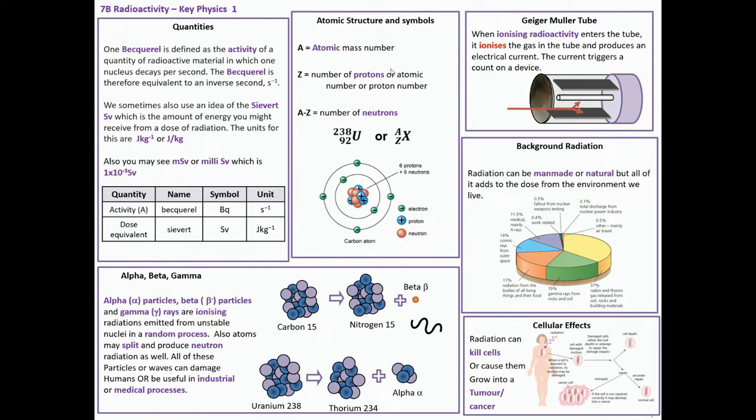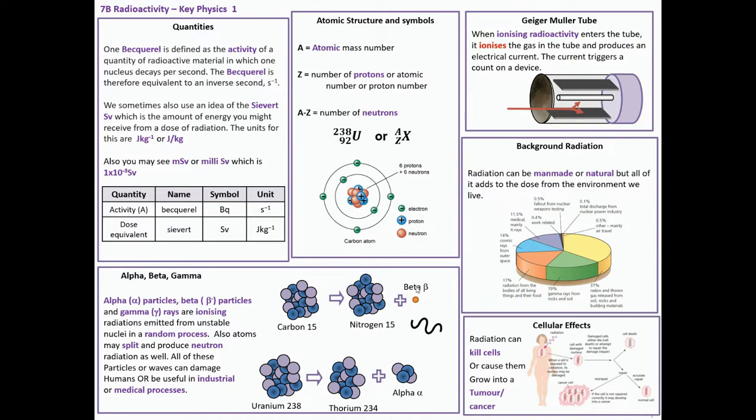We should know our atomic structure from chemistry, so atomic mass number A, Z proton number, or number of protons, atomic number. A minus Z is the number of neutrons, because we know that not all atoms have the same, like this one does, but uranium clearly doesn't. We should know how to use the A Z X notation, and we should know all the symbols, so neutron, proton, electron. Alpha, beta, gamma. So if you have radioactive decay, we get alpha, beta, or gamma emitted.